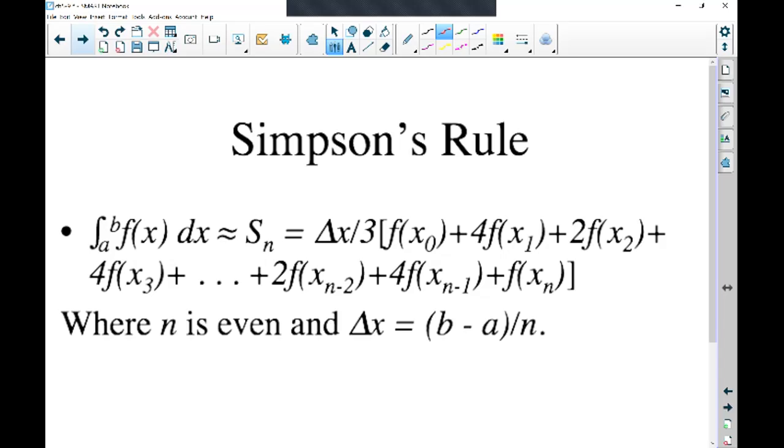This one, you won't see it on the AP exam. Trapezoidal rule you'll see. Left and right endpoints you'll see. Again, I just want to show you this because it is immensely more accurate than any of the other methods we've used.